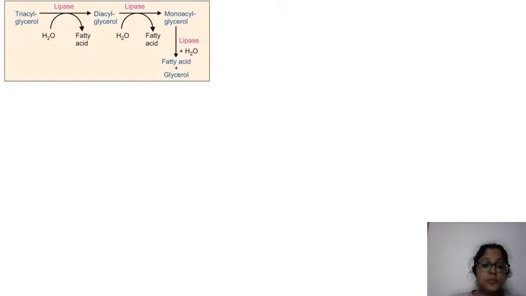Fat gets absorbed after it is digested into fatty acid and glycerol completely. Before that, it is digested in steps, like the triacylglycerol is acted upon by lipase to produce one fatty acid, and this triacylglycerol gets converted to diacylglycerol. Again, this diacylglycerol is acted upon by lipase to convert into monoacylglycerol, which again on action of lipase ultimately gets converted to fatty acid and glycerol.